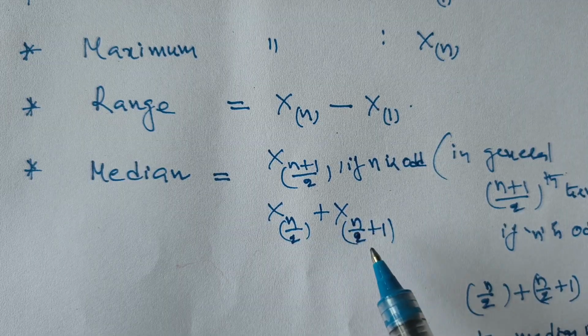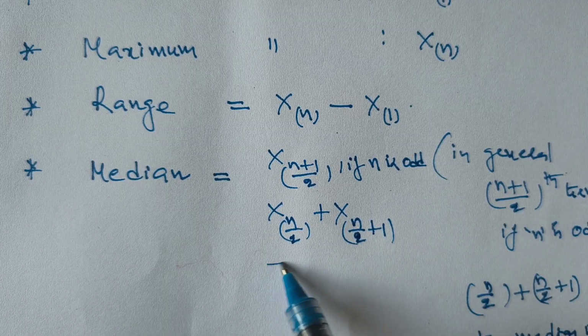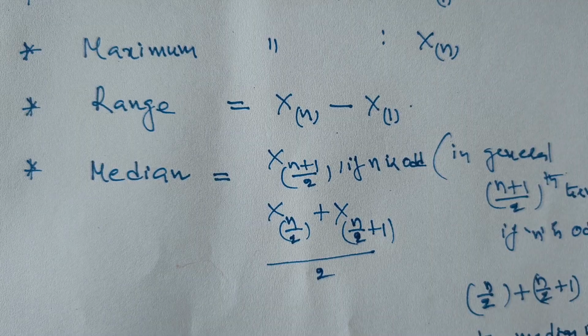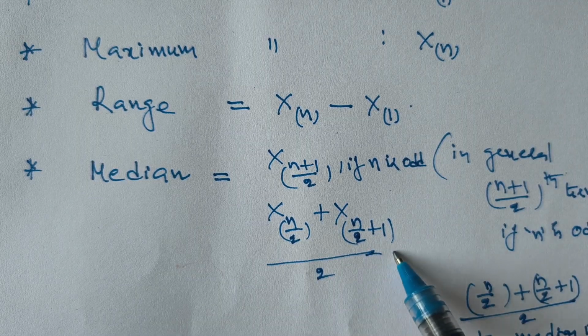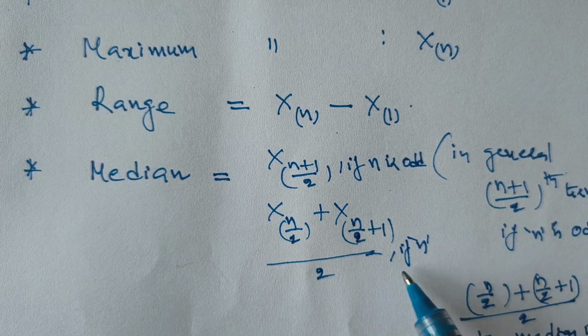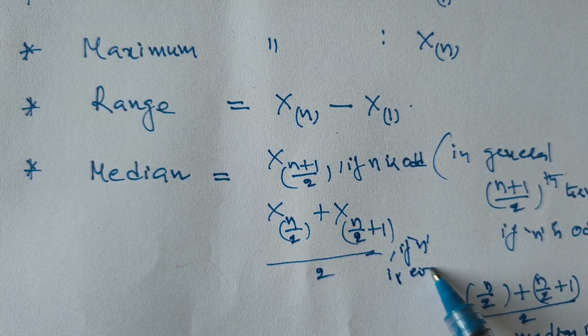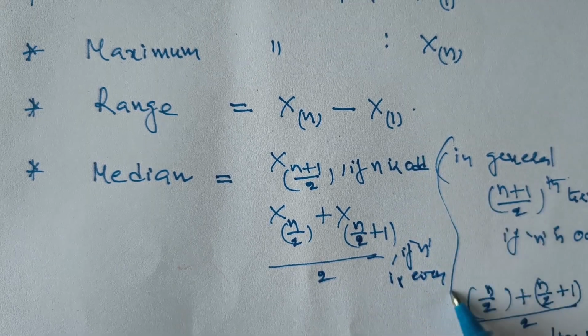Likewise, for the order statistics case, if n is odd, the median value is X suffix (n plus 1) by 2. If n is even, X suffix n by 2 plus X suffix (n by 2 plus 1), whole by 2, is the median value.